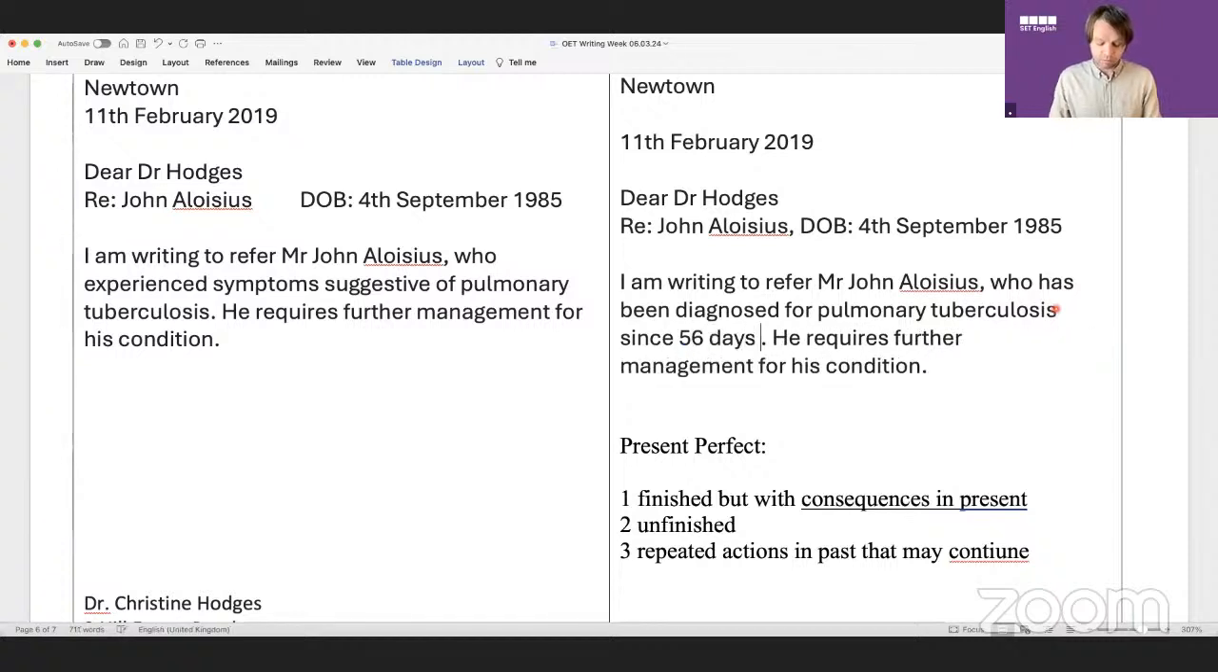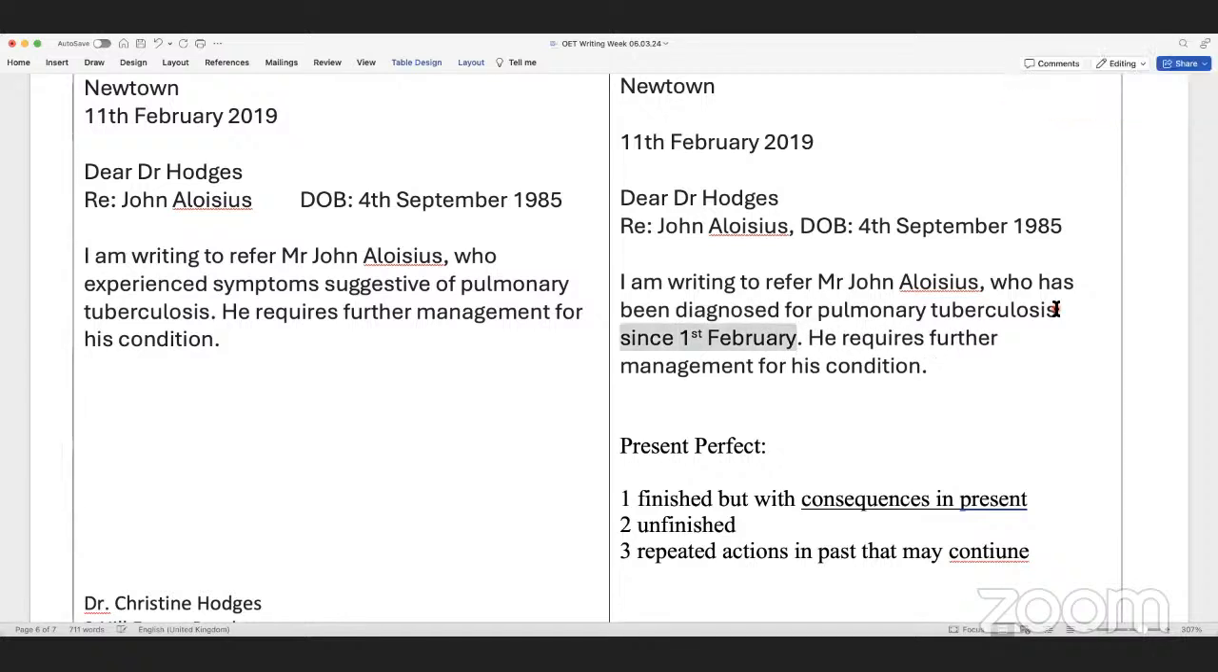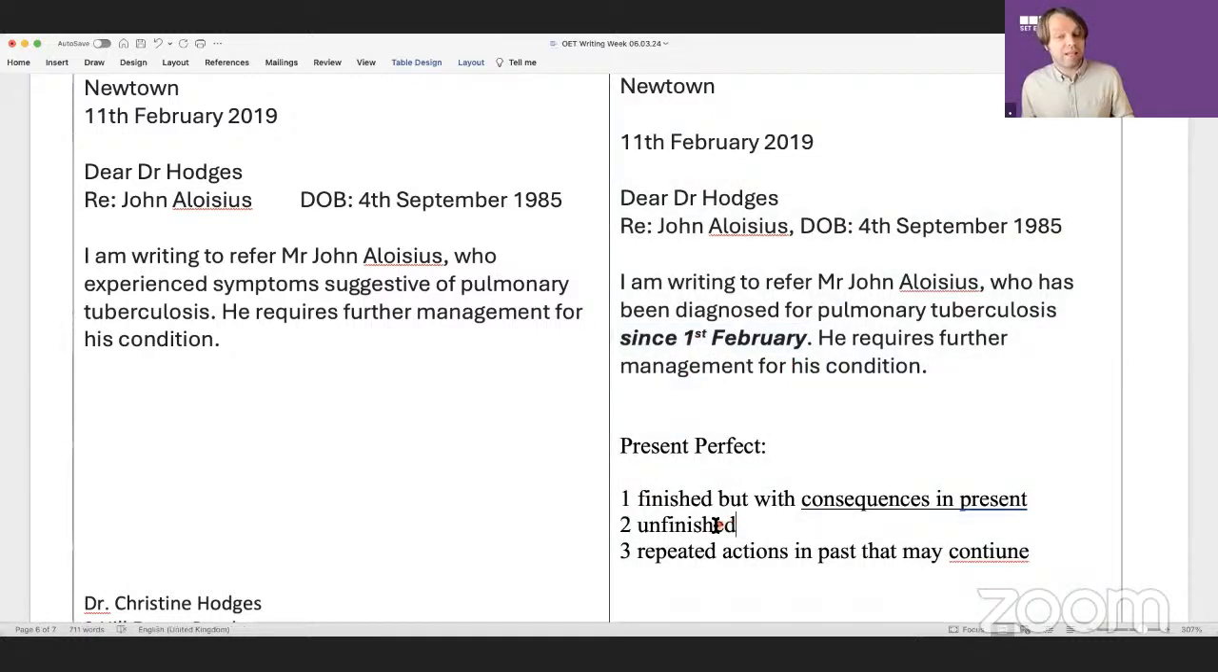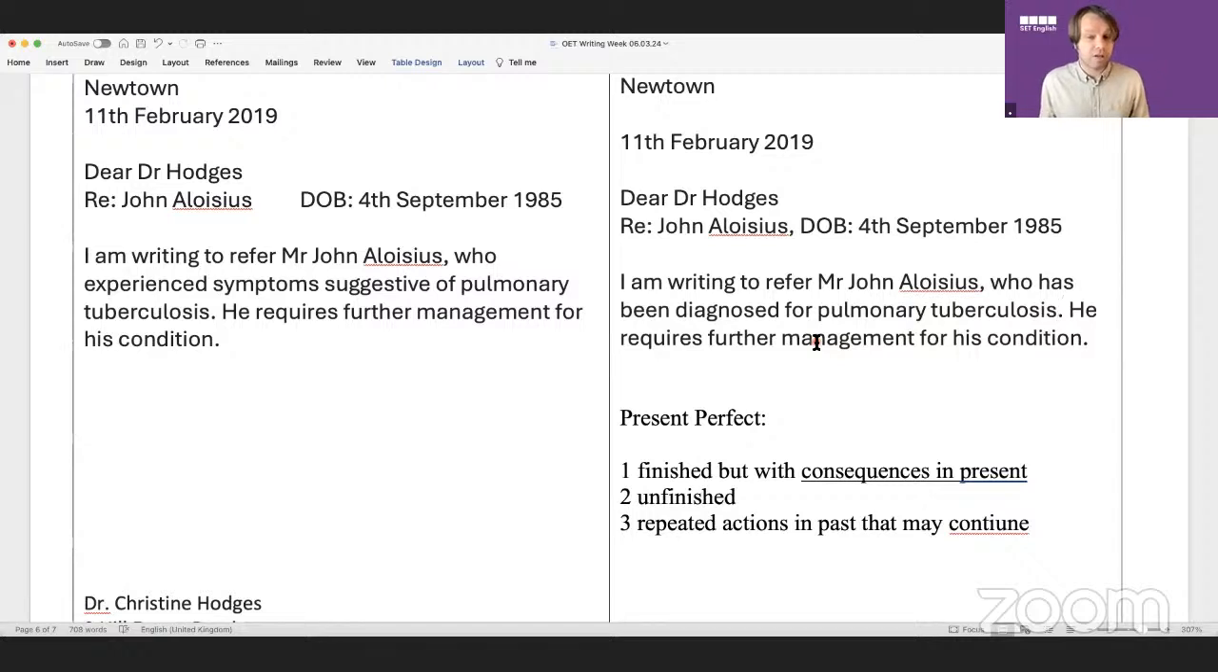If I say since the 1st, that's wrong. Why is that wrong, guys? Because it was an unfinished action since the 1st of February. When you add that in, you change the meaning to number 2, and now it's wrong. But when you don't say a timestamp, it's a finished action that has consequences. The consequences are that we have the situation now. How about the past perfect?